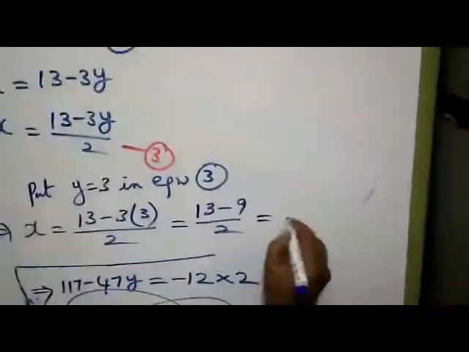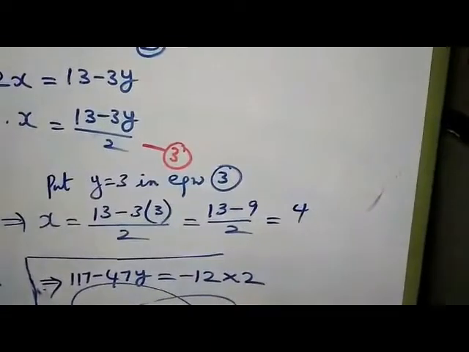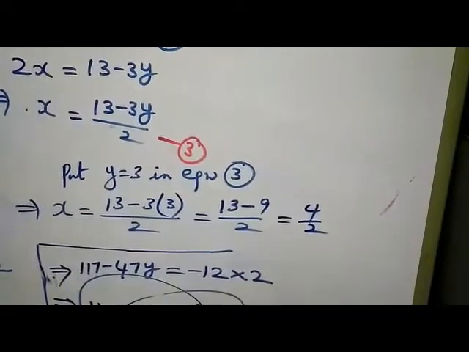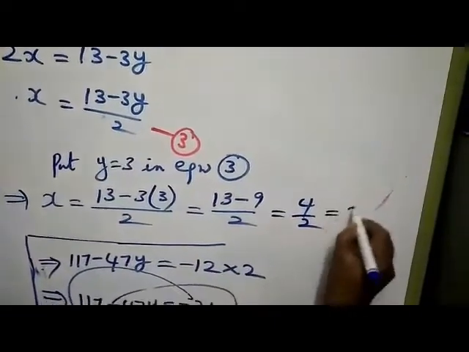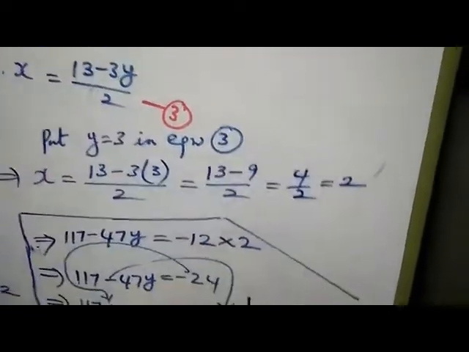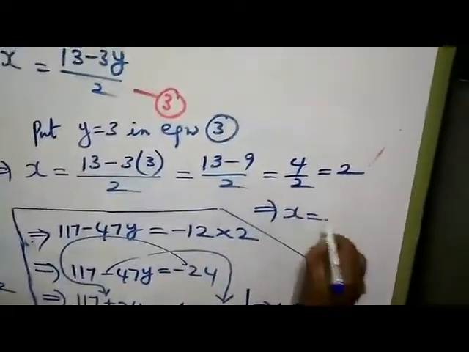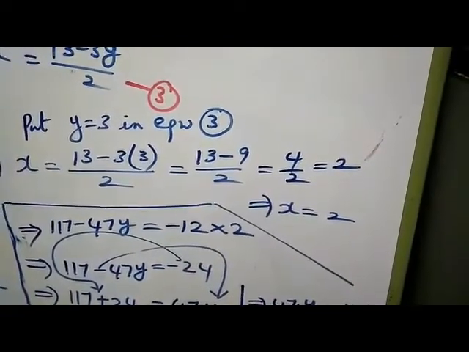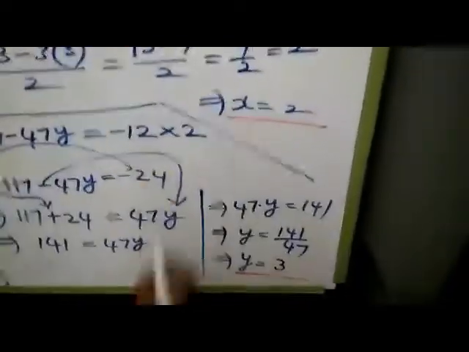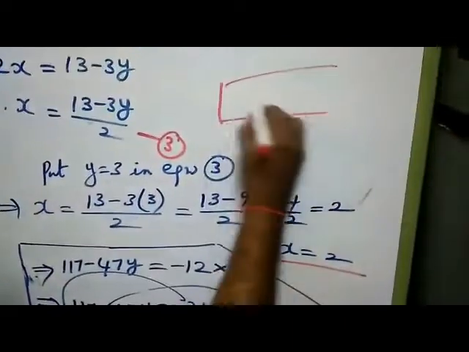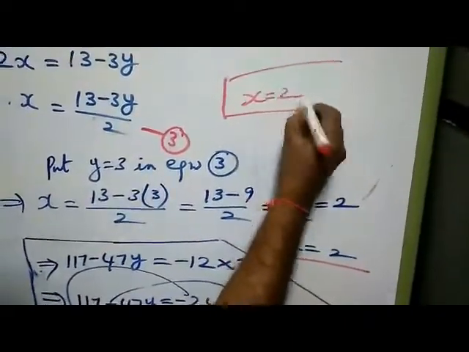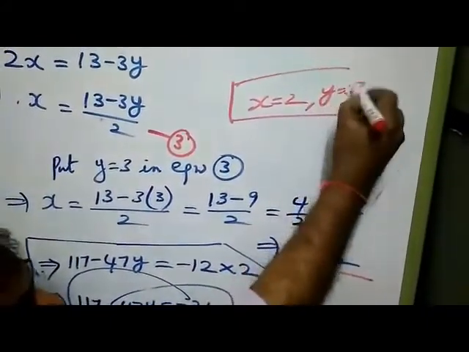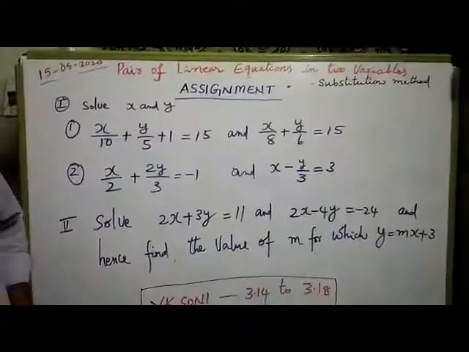This is nothing but 13 minus 9 is equal to 4, by 2. 4 by 2 is equal to 2. Finally, I got x is equal to 2. Finally, the answer is x is equal to 2 and y is equal to 3.